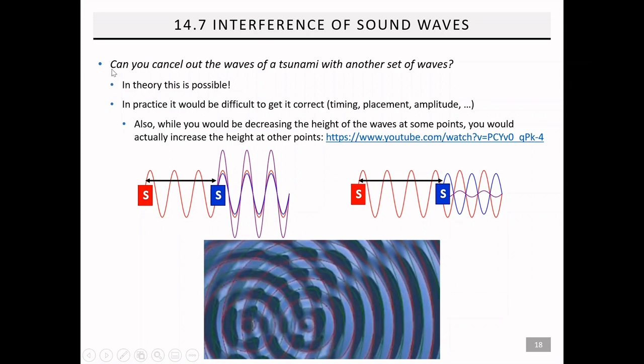But this was kind of interesting. Somebody asked me last semester if you could cancel out the waves of a tsunami with another set of waves. And my answer was that it was possible in theory, but difficult in practice. But again, we'll come back to this in the future.